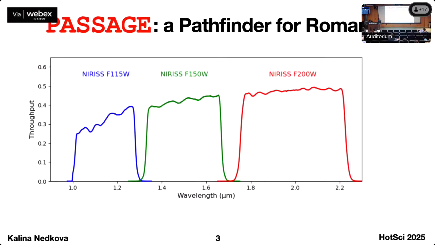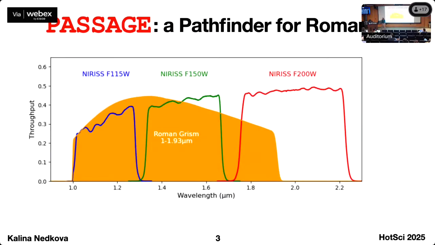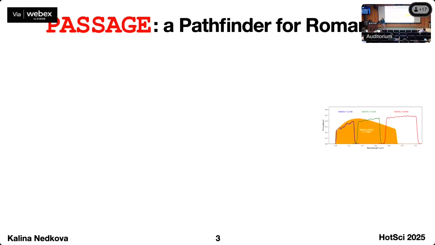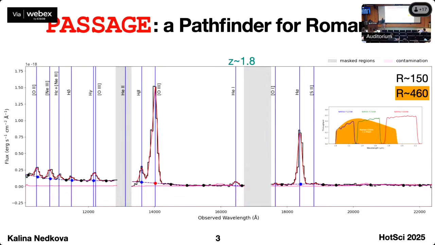But one of the reasons why I'm really interested in PASSAGE is because you can think of it as a pathfinder for Roman. And so here I'm showing you our 3 Grism filter transmission curves. And here are Roman's at 1 to 1.93 microns. You can see that they are very similar, especially at the blue end here. And so our data with PASSAGE are truly fantastic.